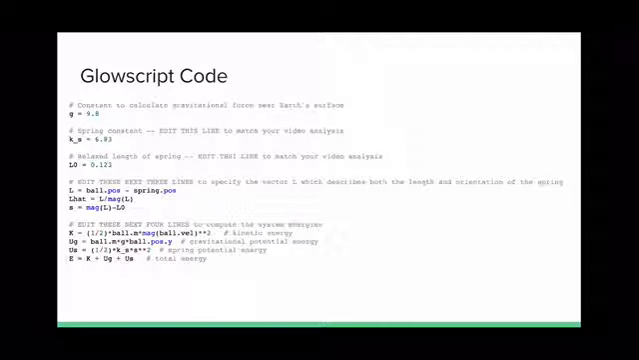So here is the GlowScript code. First, here are some given data points that we have. With gravity, we have the spring constant, we have the relaxed length of the spring, and then once we have those, we can edit the next lines to specify the vector, which describes both the length and the orientation of the spring. And then also we have to compute the system energies, which are the kinetic, the gravitational potential, spring potential, and total energy.